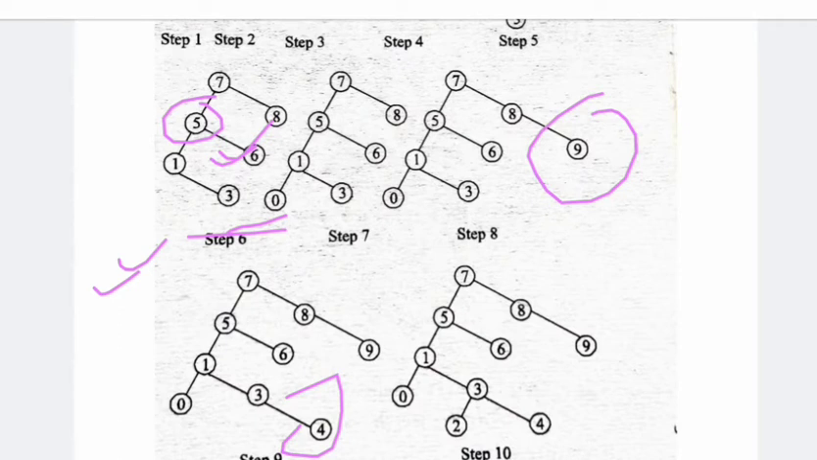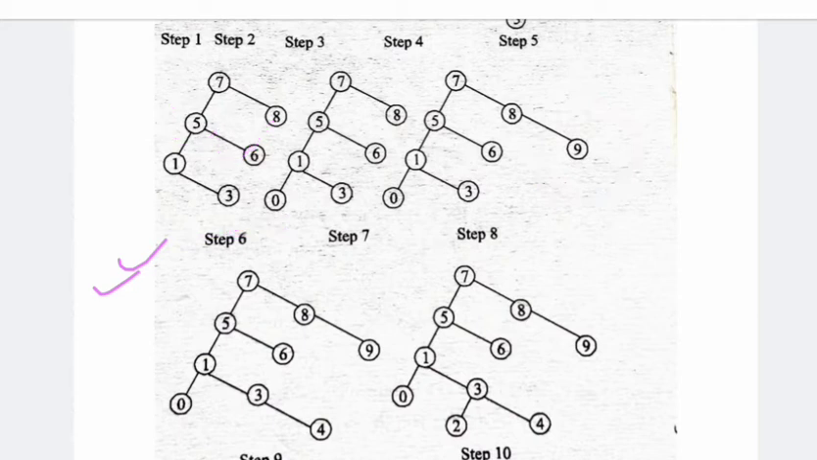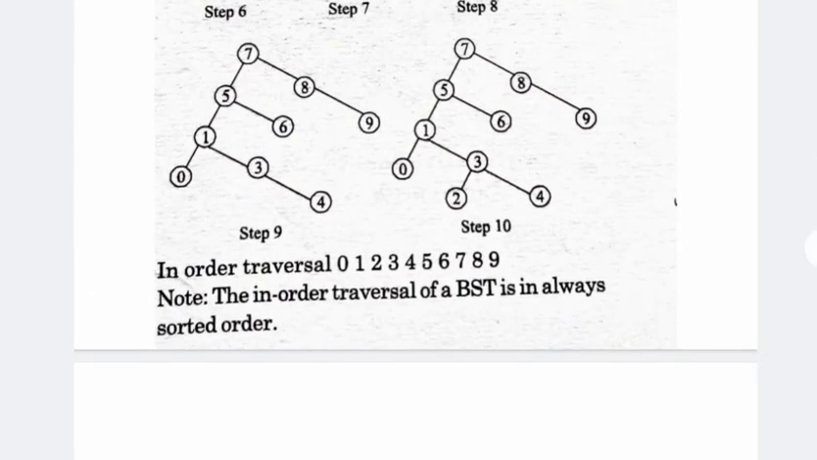Now if we insert 2, we get that 2 becomes the left child of 3. Why? Because 3 is the root node as for the element 2, and the root is always greater than or equal to the left child. So we can easily say the in-order traversal.